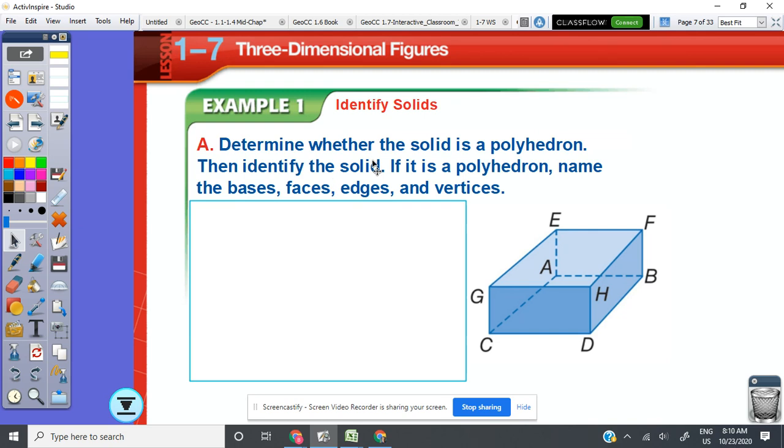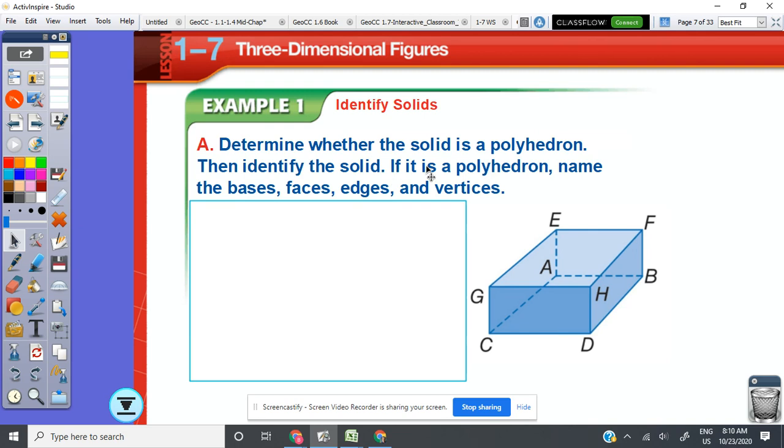Determine whether a solid is a polyhedron. Identify the solid. If it is a polyhedron, name the bases, faces, edges, and vertices. Guys, this isn't hard. It just takes a long time. So is it a polyhedron? Well, are they all flat? Yes. Is it three-dimensional? Yes.